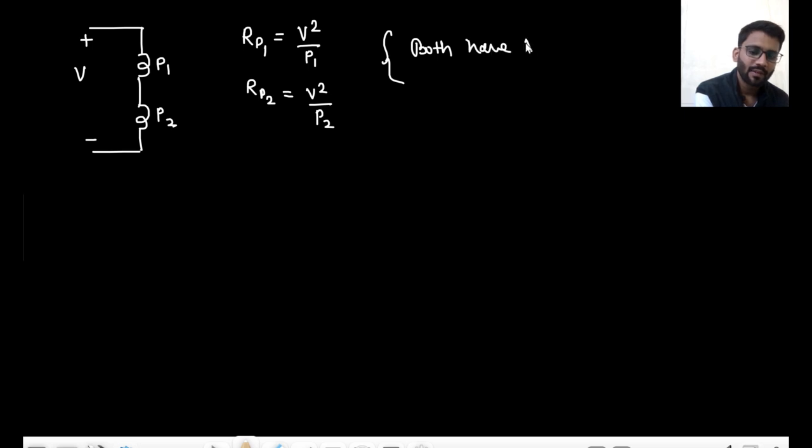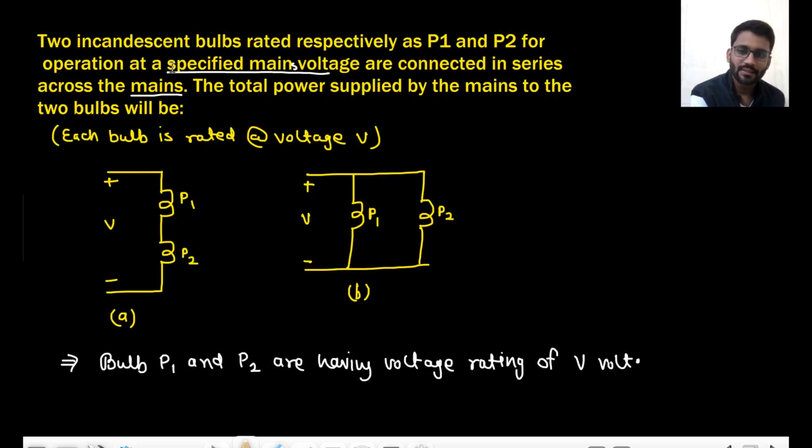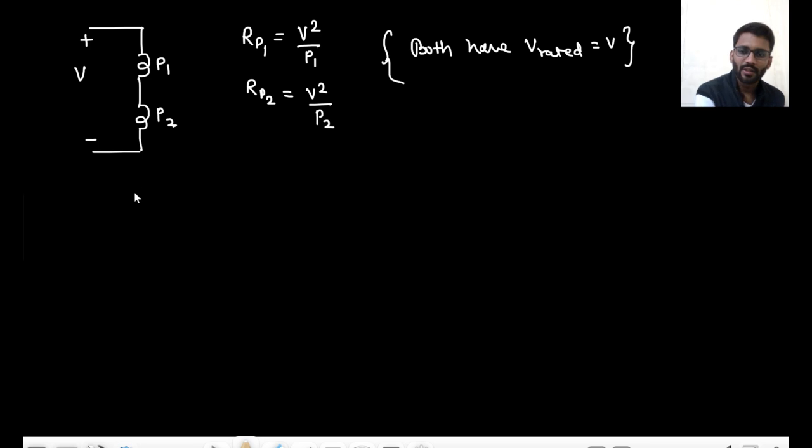have V rated equal to V volt. In this line you can see, specified mains voltage bulbs are connected in series across the mains. So this is the rated voltage of this, and this is the rated voltage of this. So now you can replace the circuit with something like this. There are two resistances across V volt: this resistance is V square by P1, and here the resistance is V square by P2.